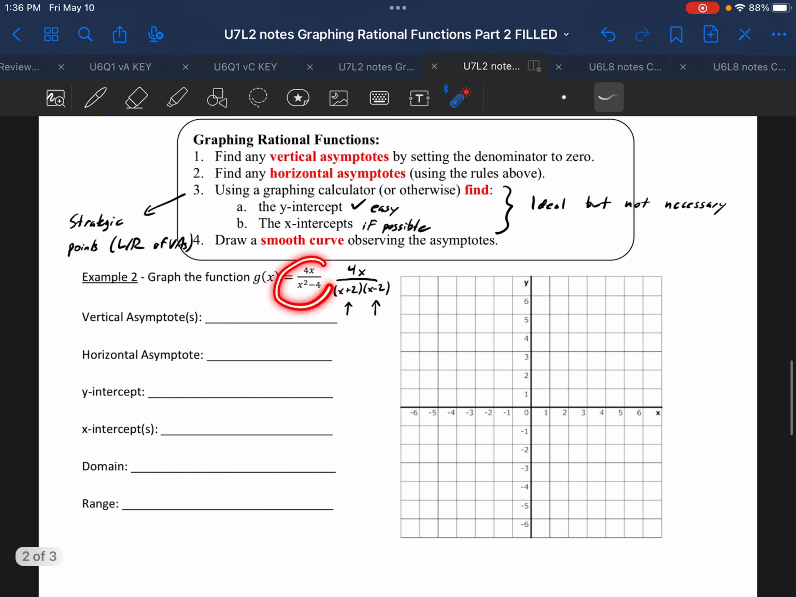So I've started this one, right? We've got a factored form in the bottom. If x is negative 2 or positive 2, the bottom is 0, the top won't be. So those are our vertical asymptotes: x equals plus or minus 2.